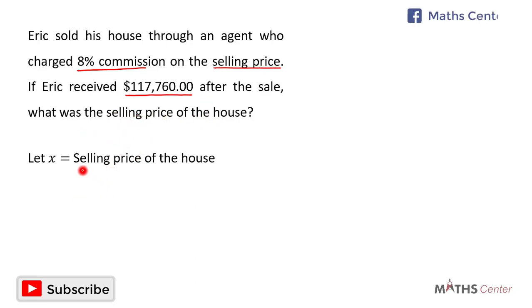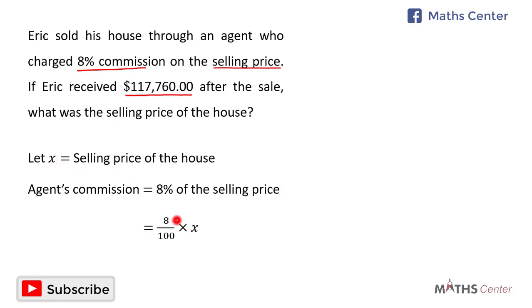We don't know the selling price, so let's assume it is X. So X is equal to the selling price of the house. We are told that the agent charges 8% commission on the selling price. So the agent's commission is equal to 8% of the selling price. The selling price is now X. So the agent's commission is equal to 8% of X, which is 8 divided by 100 times X. And this will give us 0.08x.